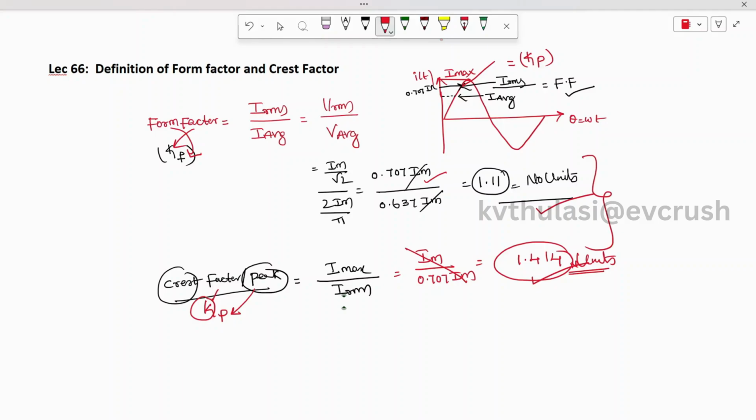I repeat again: form factor is the ratio of I RMS by I average. The crest factor is defined as the ratio of I maximum to the RMS. So if you divide the maximum value by RMS, you are going to get the crest factor or peak factor. If you divide the RMS value by the average value, you are going to get the form factor. This is all about understanding the form factor as well as the crest factor of a sinusoidal waveform.